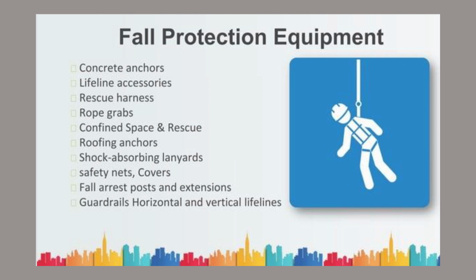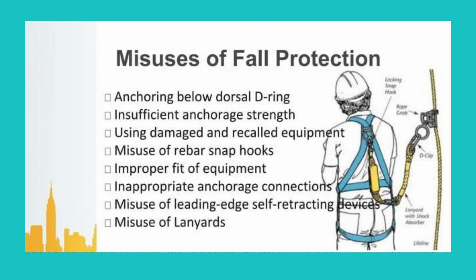Fall protection equipment, concrete anchors, lifeline accessories, rescue harnesses, rope grabs, confined space and rescue equipment, rolling anchors, shock absorbing lanyards, safety nets and covers, fall arrest posts and extensions, guardrails, horizontal and vertical lifelines are examples of fall protection equipment. Now we discuss misuse of fall protection equipment.